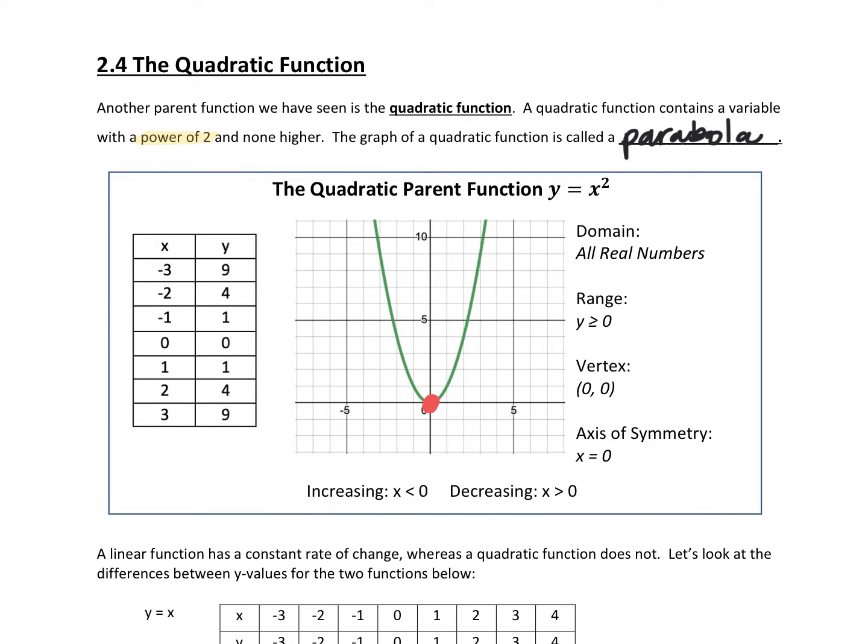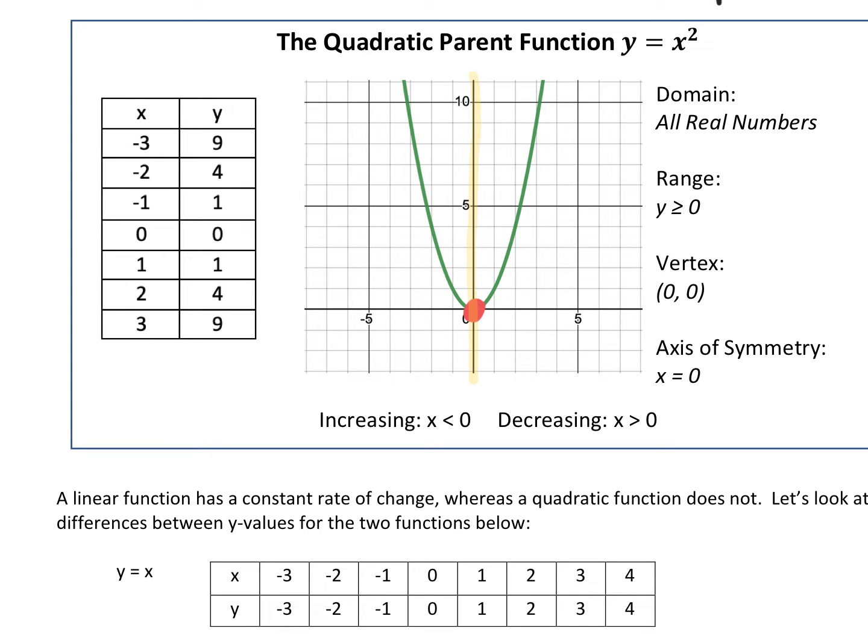Here's your vertex at (0, 0), and you do have an axis of symmetry that goes down the middle, and it's symmetrical over that. It says increasing as x is less than 0, so it's, wait a second, that's not right. Increasing x less than 0? No, it's not. You see that? Increasing as x is greater than 0, decreasing as x is less than 0. Yeah, that didn't make sense.